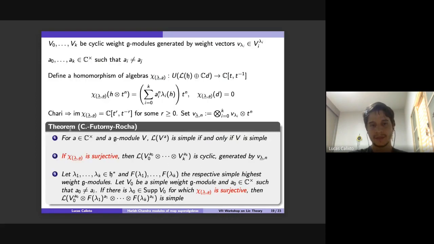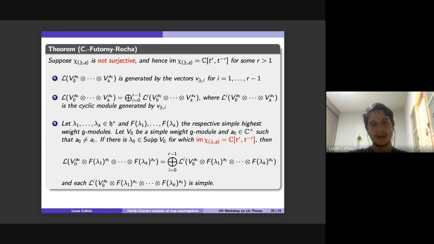And in the last case, here we had simple, right? We had this loop module was simple. The same construction now is not going to be simple, but it's going to be completely reducible. So we have a direct sum of simple pieces, and these simple pieces here are very concretely described. We know how to describe these guys.